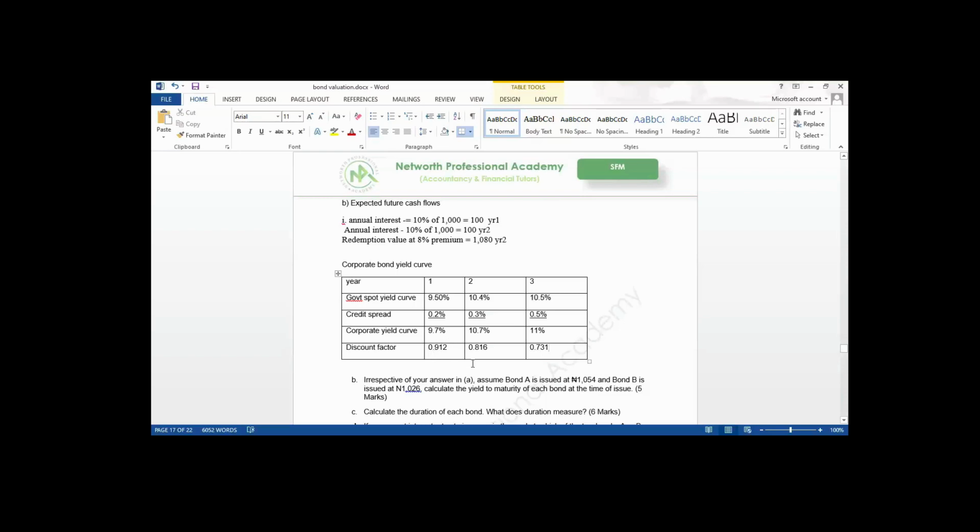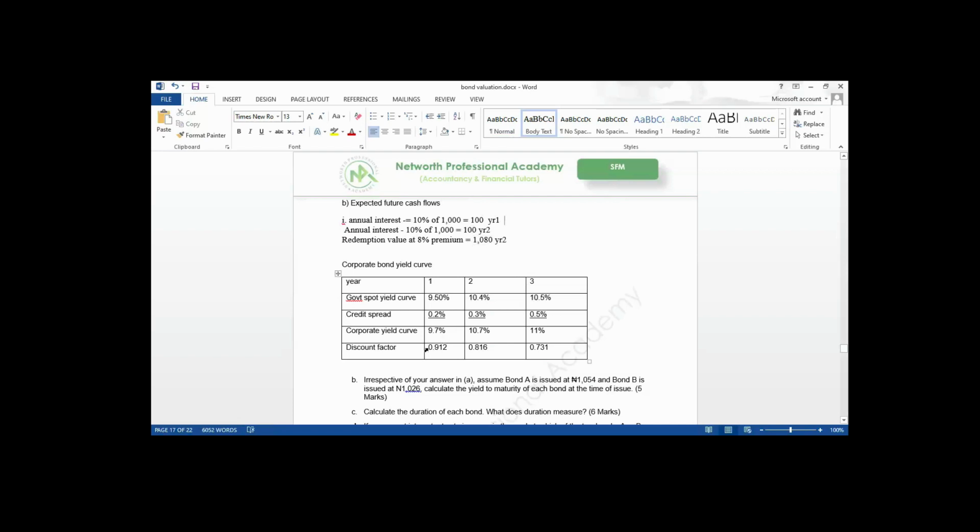0.731. You have gotten the discount factor. Look at your cash flow. Year 1, 100. Year 2, 100. This is just for 2 years. We can discount now.